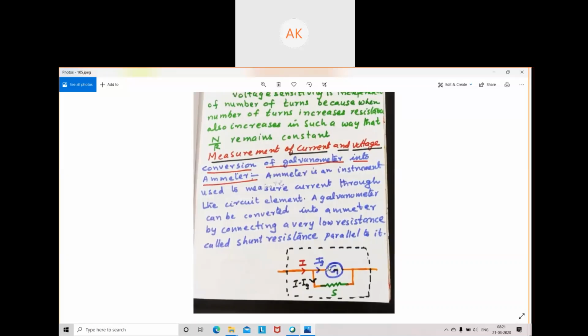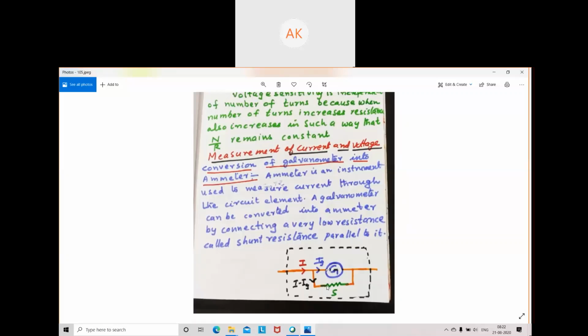Here a galvanometer will be given to you, and some small wire, that means very small resistance. Such a wire or resistance will be given to you. Very small resistance wire, which is known as shunt resistance. This is shunt resistance. So here, how will you convert galvanometer into an ammeter?